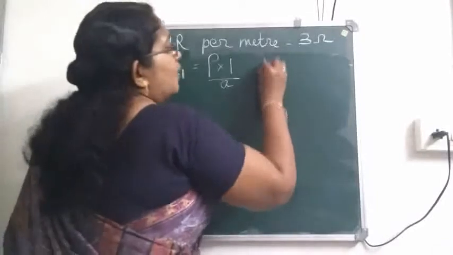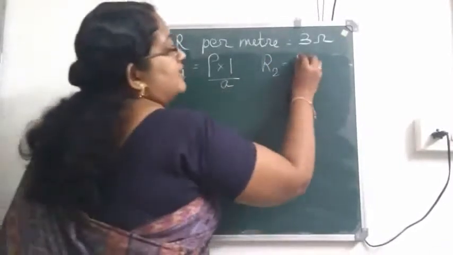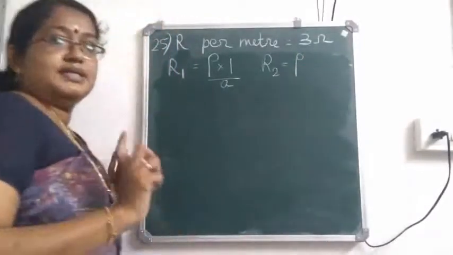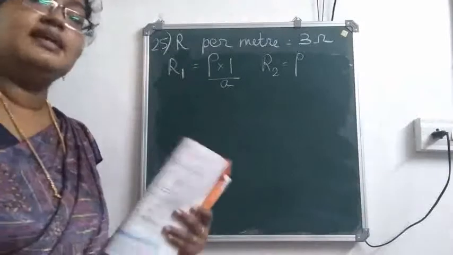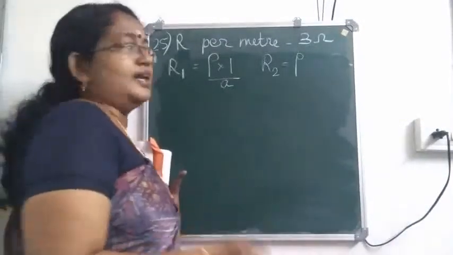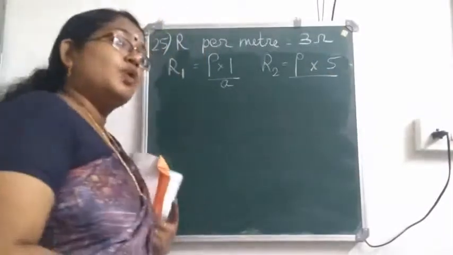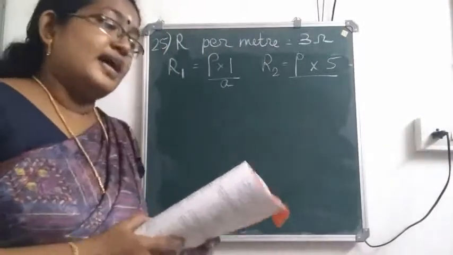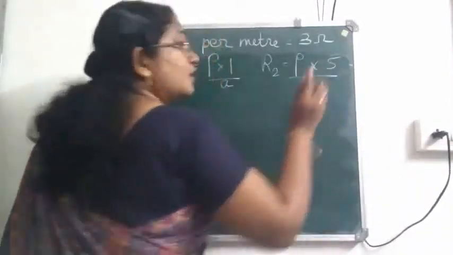Now what about the second case? It is made up of the same material, which means the resistivity will be the same. Then it is said in the question that it is a 5 meter length of wire, isn't it? So 5 meter length means here I should write 5. Then what about the area? Twice the area of cross section. So here I will be writing 2A.